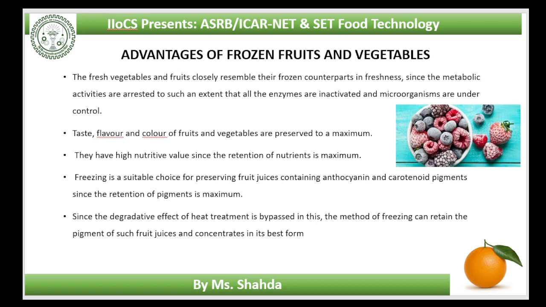100% edible portion of food in each package. Since the degradative effect of heat treatment is bypassed, this method of freezing can retain the pigment of such fruit juices and concentrates in the best form.